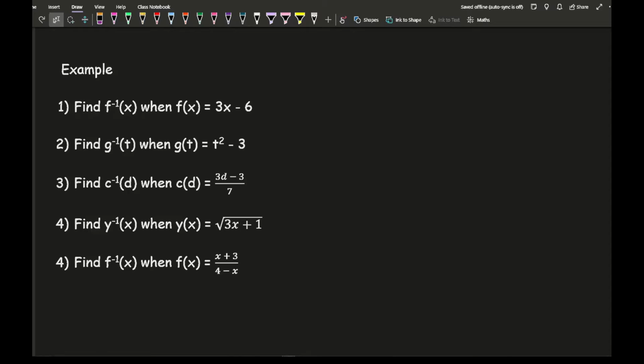Now, in each of these questions, we've been given the function and we need to work out what the inverse function is. The letters do change in terms of what the name of the function is and what letter we're substituting in. But again, that's all covered in the previous video and doesn't really have an impact on the final answer.